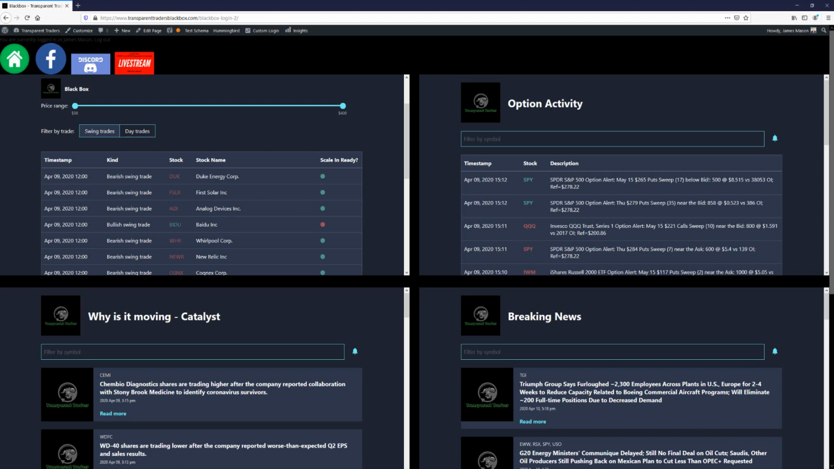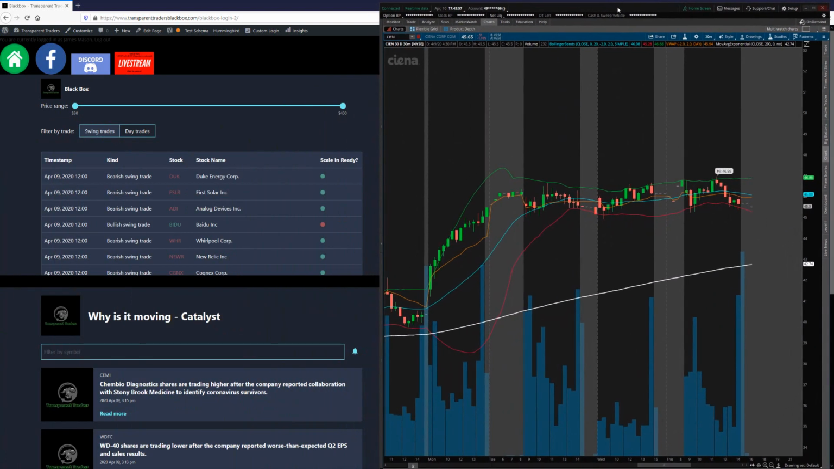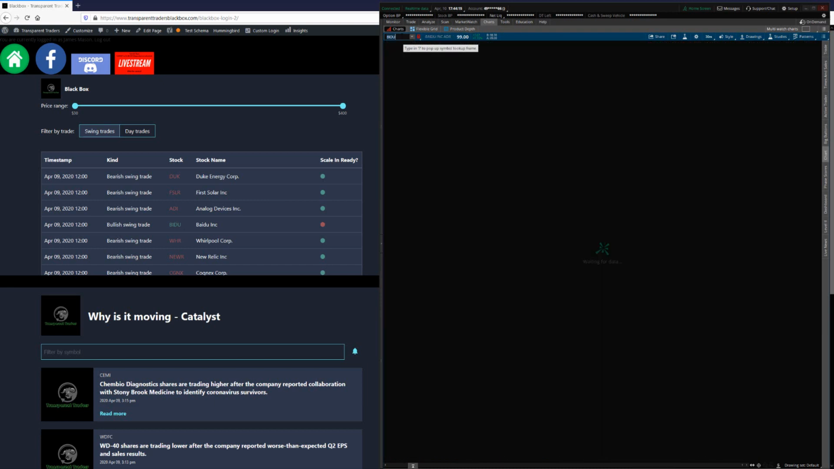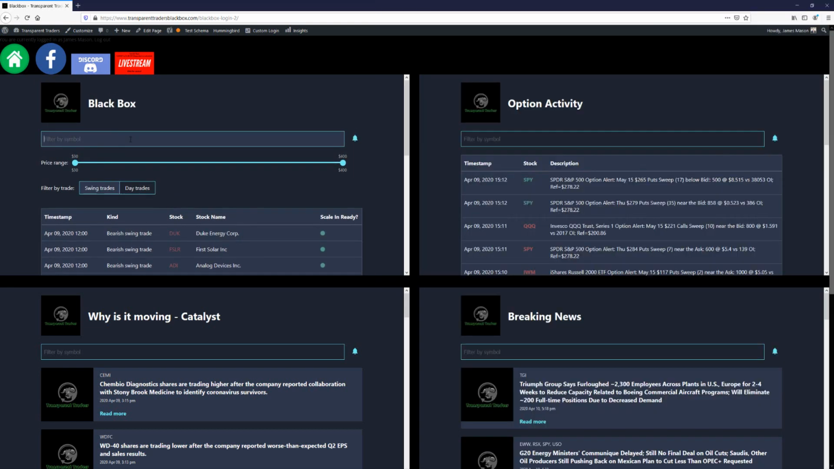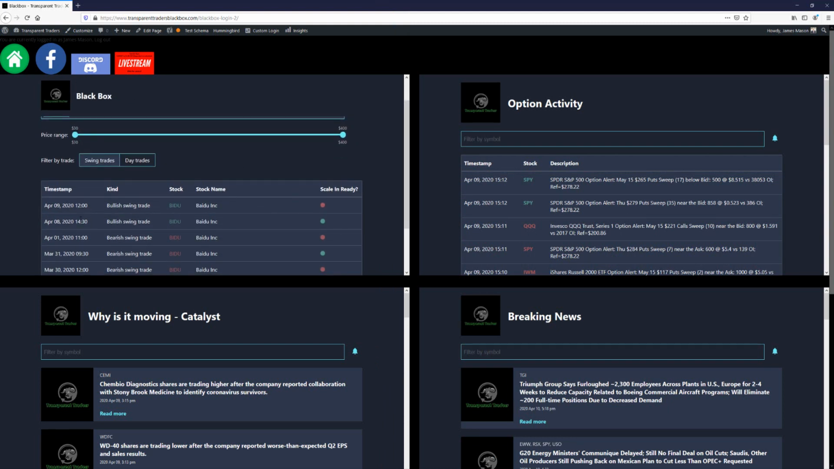So let me pull a chart over and we can take a look here. So as we can see, on April 9th, 2020, we have a bullish swing trade alert for BIDU. So I'm going to type that ticker in, and we can actually filter this. So I'll just go up here and I'll filter the swing trade, so BIDU. And we can actually take a look at the 8th and then the 9th.